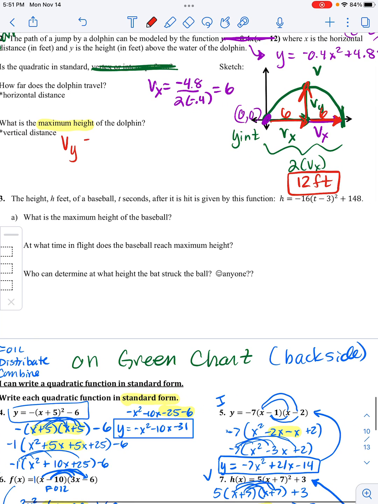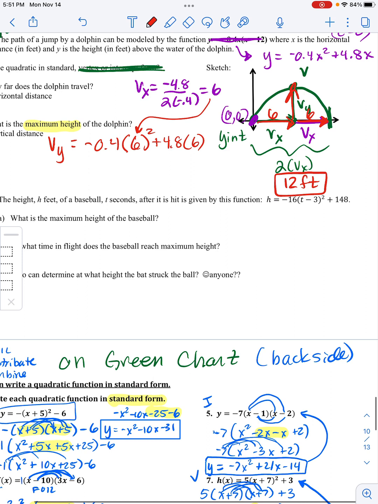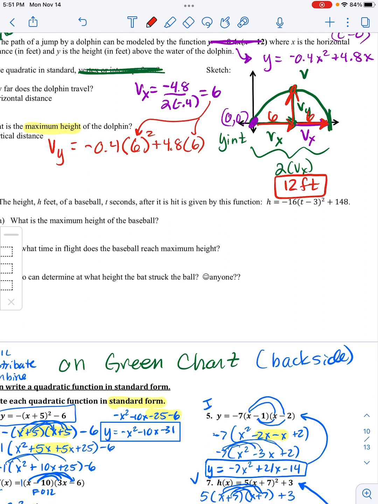So I find that by taking my original equation, negative 0.4, and then in for the x, I'm putting the x that I just found, and then plus 4.8 times x. So just make sure that you have the 6 in both spots and that the first one got squared. So type it exactly as you see it, negative 0.4, parentheses 6, parentheses squared, plus 4.8 times, and then parentheses around the 6. I am getting that is 14.4.